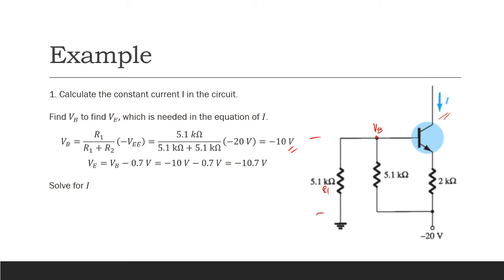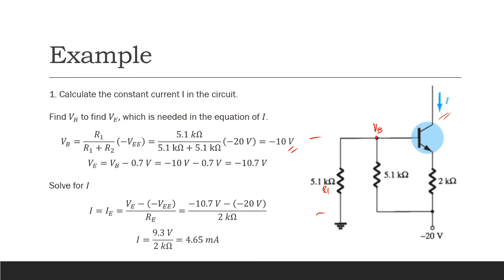Now, loop na tayo sa VE natin or use the formula or the equation that we were able to derive for IE. We will have negative 10.7 volts minus 20 volts over 2 kilo ohms. So that is 9.3 volts over 2 kilo ohms. We will have 4.65 milliamperes as our I. So that is our constant current.